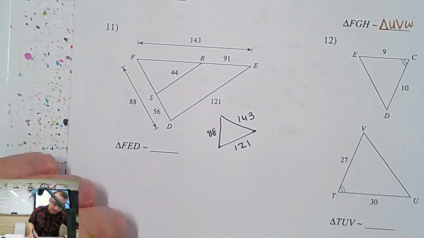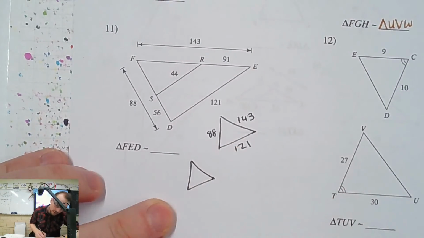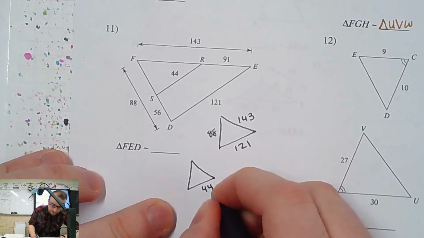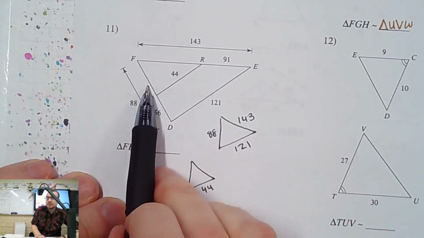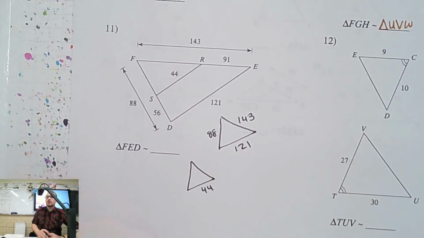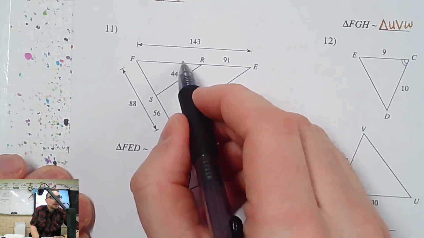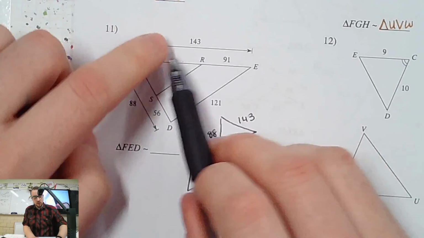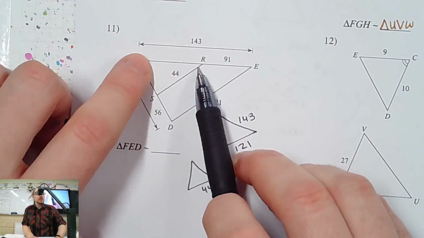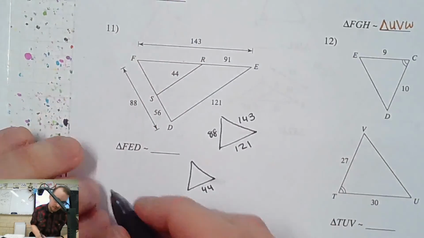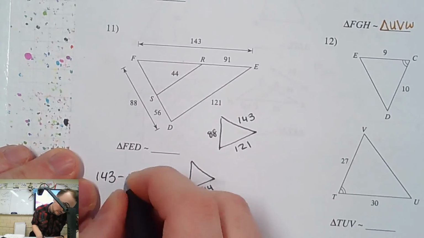Now the little guy, let's draw him out. We know his bottom's 44, right? But do we know these sides? We don't, but there's a way to figure it out. This side right here is going to be 143 minus 91, right? Does everybody see that idea? Whole thing's 143, that's 91, so what's left over is going to be this. So we need to do 143 minus 91.